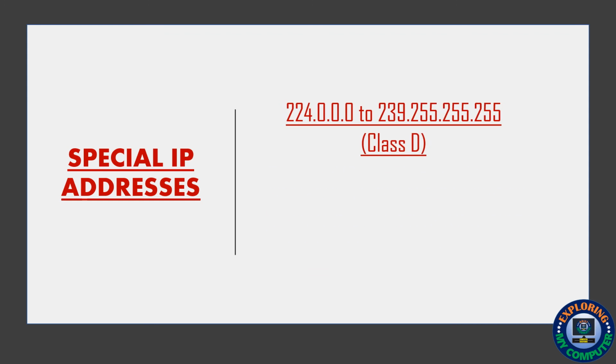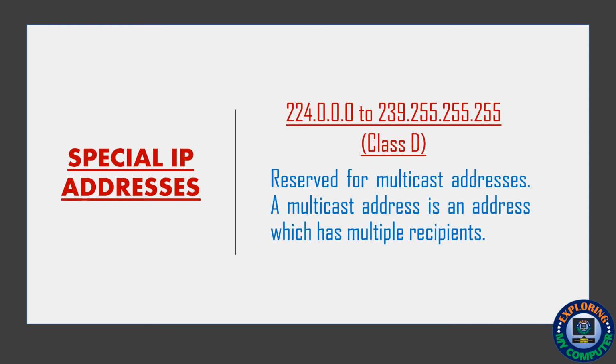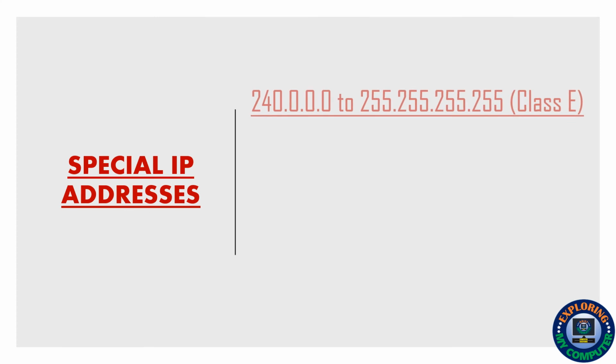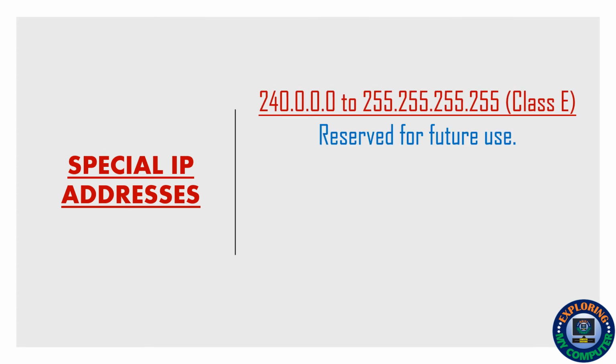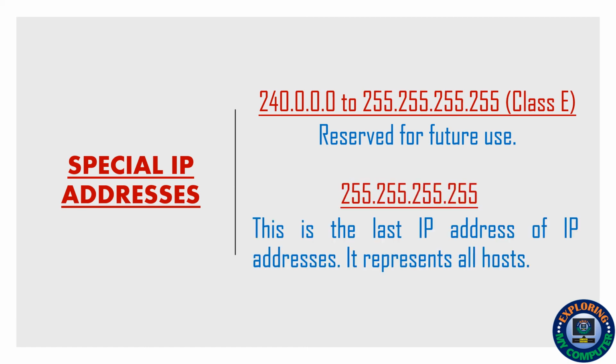This is reserved for multicast addresses. A multicast address is an address which has multiple recipients. This is reserved for future use. These addresses are not used currently for any purpose. This is the last IP address of IP addresses. It represents all hosts.